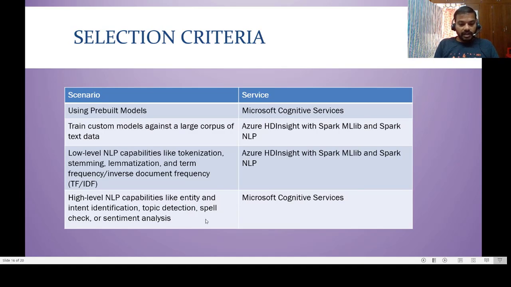And if you want high-level NLP capabilities like entity identification, topic detection, spell check and sentiment analysis, you can go to Microsoft Cognitive Services. It's a pre-built model trained with a lot of data, and it's available as an API as well.